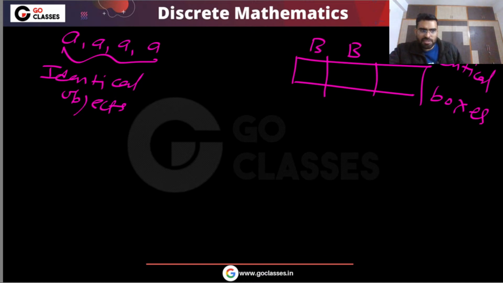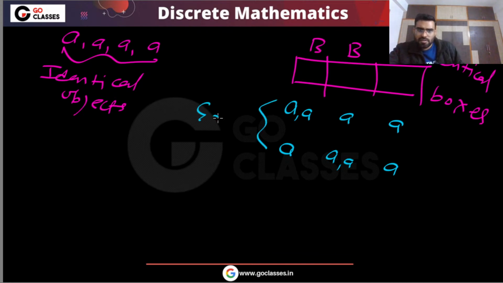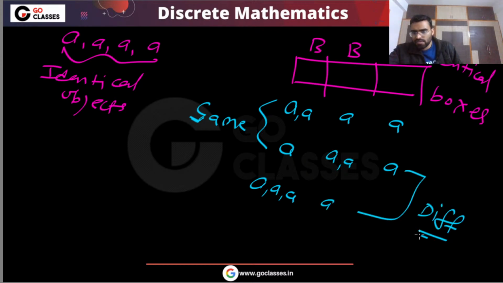Now just tell me this point. Can I say that these two are different? A, A. Are they different? No, they are the same, right? Yes or no? Because they are the same. Now these are different. I can say A. These are different. So these two are definitely different.